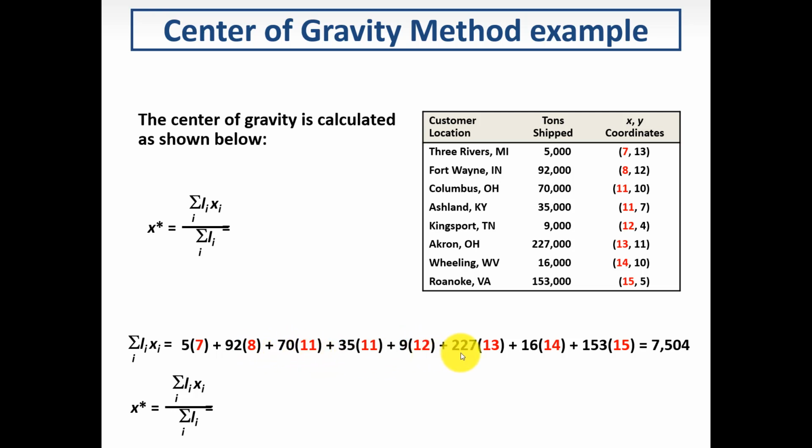So if you grab your calculator and you run these numbers, you end up with 7,504. And that is the numerator. Now we need to divide by the total of the amounts to be shipped. Now, if you remember well, the exercise said 600,000 tons. Or more specifically, more than 600,000 tons. Which means, if you add all these tons that have to be shipped, you would expect more than 600,000 tons. In fact, it's 607,000 tons.